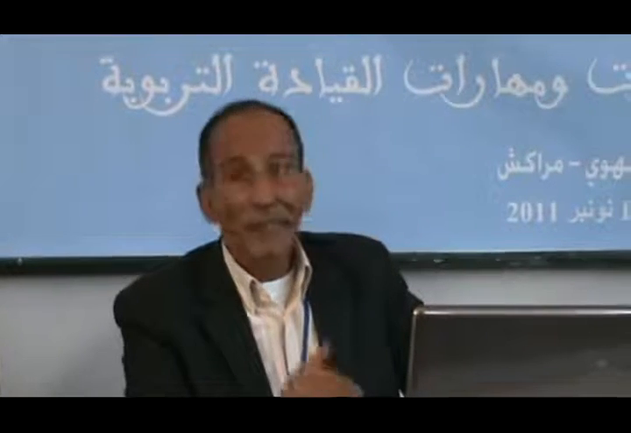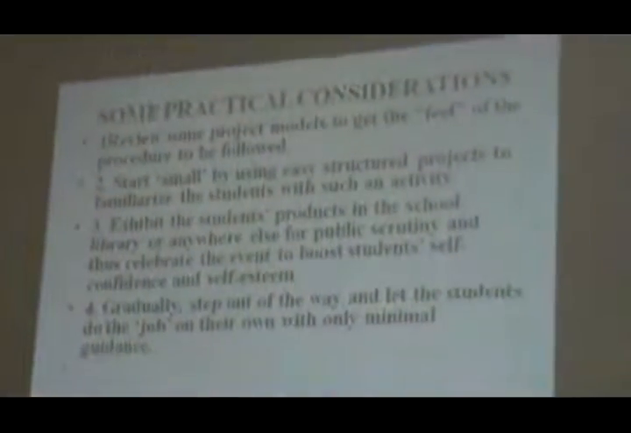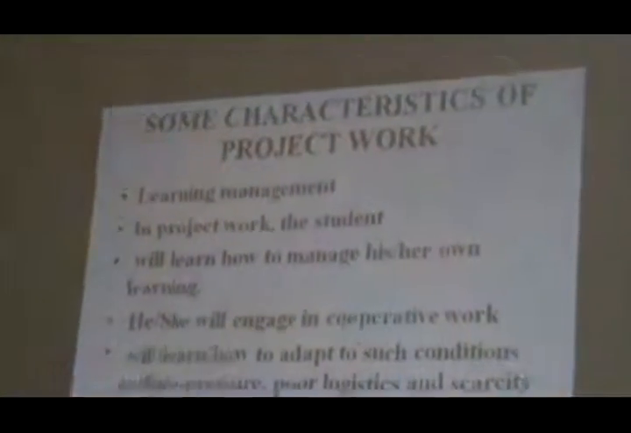Now, we have some practical considerations because we have to review some models to get the feel of the procedure to be followed. And also we have to start small by using very structured projects to visualize an activity, and we also have to exhibit students' projects, and this is very important, in the school library, we said. And finally, we have to gradually step out of the way, and this is the final, the structured, unstructured node, right? To step out of the way and let the students do the job on their own with only minimum guidance.